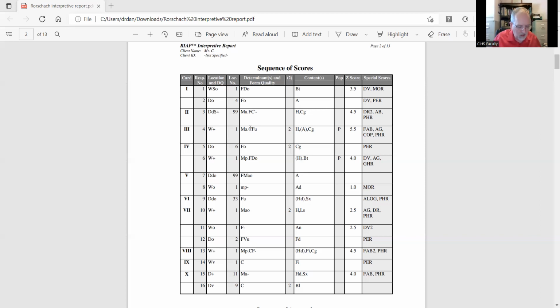Is what they're seeing, are they using the shading to see anything in particular? Are they seeing animal movement? Where's the color being used? Notice here you've got color, FC, form color. I notice the difference there. You've got FC and CF. FC is when form is primary but color is secondary, and CF is when color is primary and form is secondary.